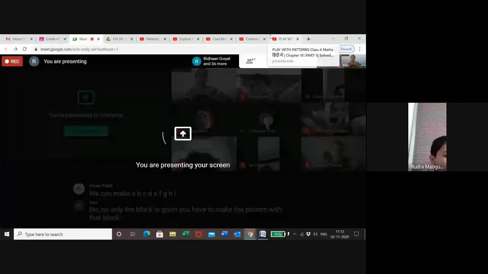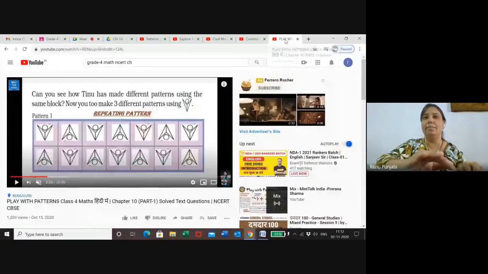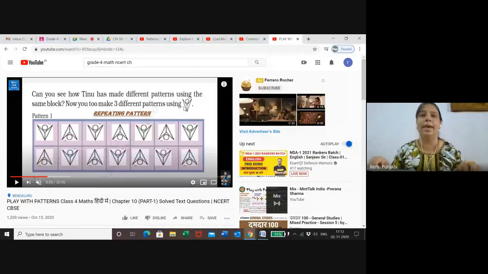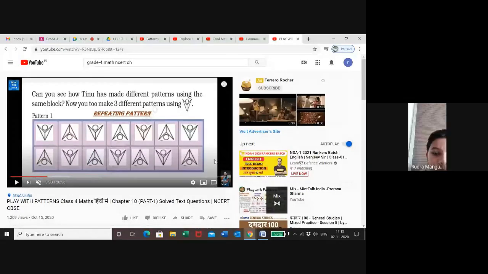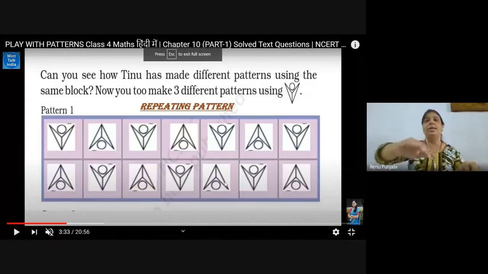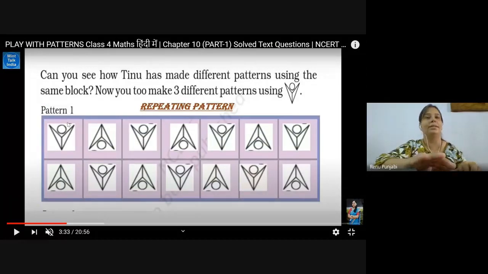Ma'am, we can make A, B, C, D, E, F, G, H, I like that. No, only the block is given. You have to make the pattern with that block. Ma'am, there is no block given. My dear, the block is given in your books. This block is given on page number 108. Use this block's shape. Can you see, Rudra, now? Ma'am, of this shape we have to make. Yes, with this shape, you have to make a pattern.